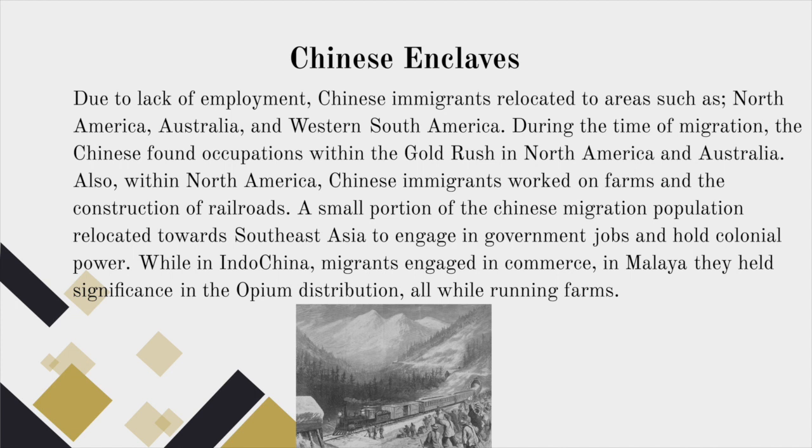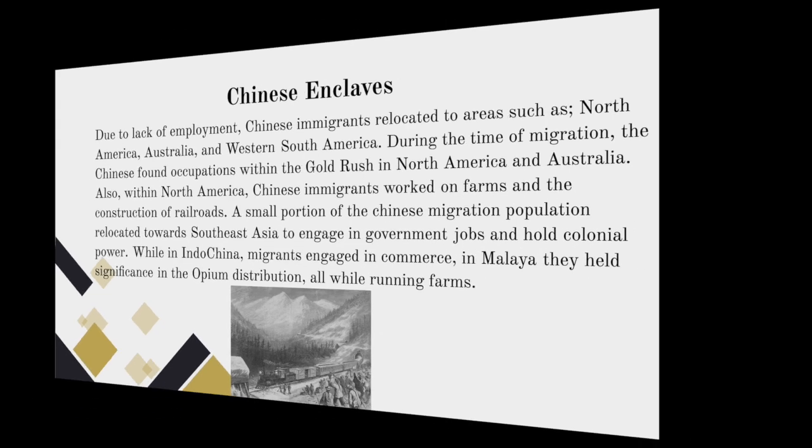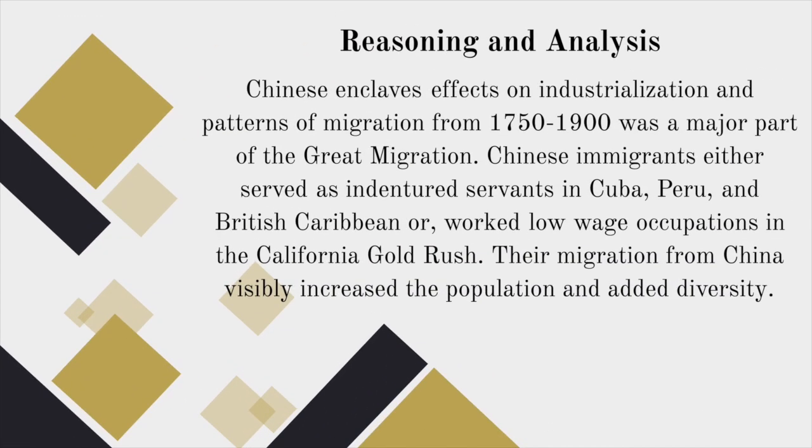A small portion of the Chinese migration population relocated towards Southeast Asia to engage in government jobs and hold colonial power. While in Indochina, migrants engaged in commerce. In Malaya, they held significance in the opium distribution, all while running farms.